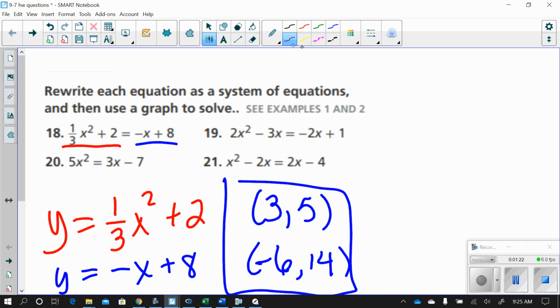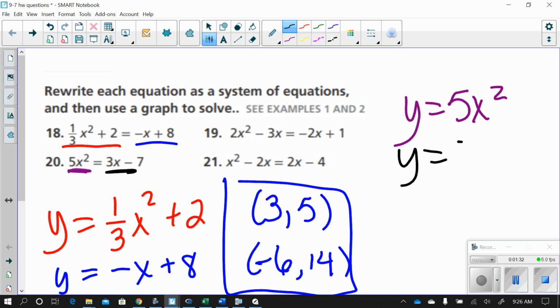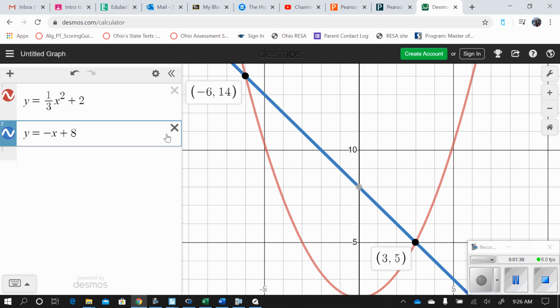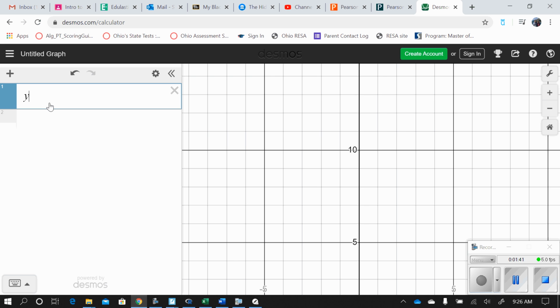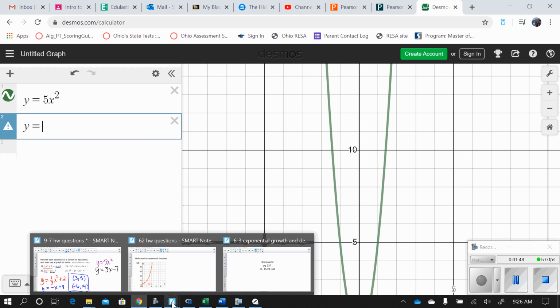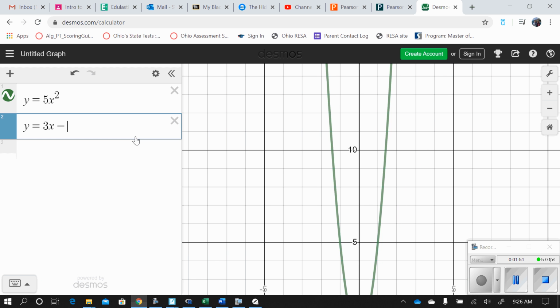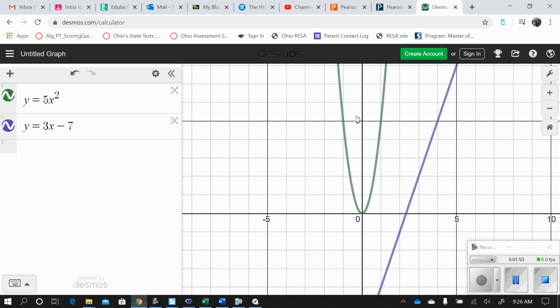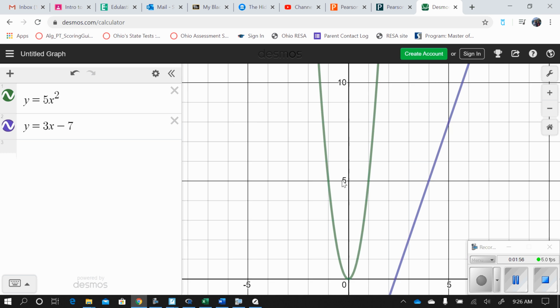Okay, 20 was another one I was asked about, so I'll do that in two different colors. First equation again, y equals 5x squared. Second equation, y equals 3x minus 7. Okay, let's go throw those in Desmos. Okay, so I'm just going to clear these out of here. Y equals 5x squared. And y equals, can't remember the linear one, 3x minus 7. Again, can't see it, so I'm going to scroll till, oh, look at that.